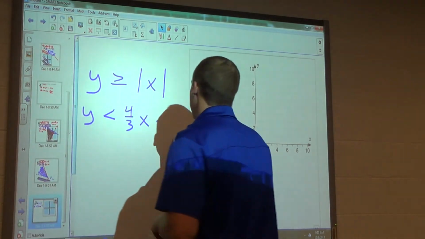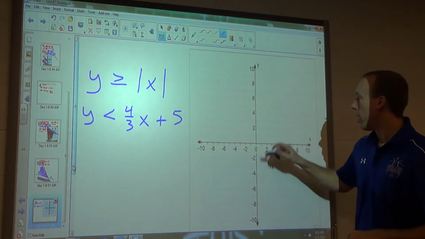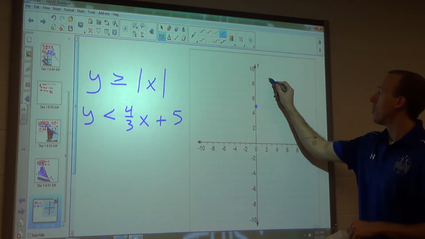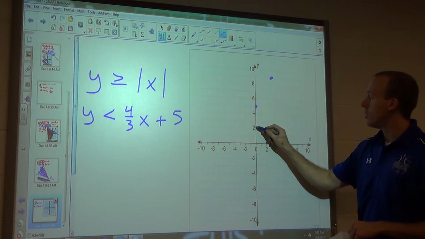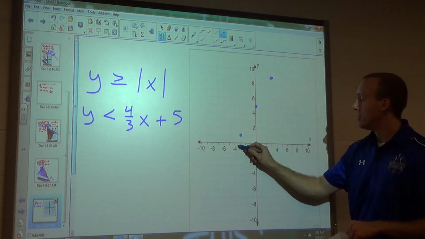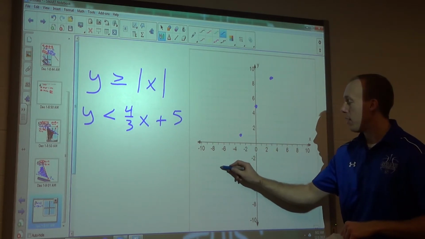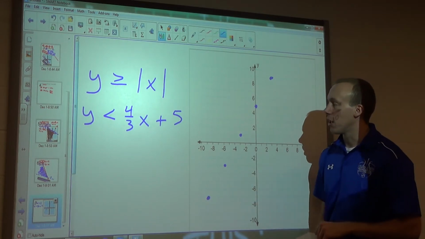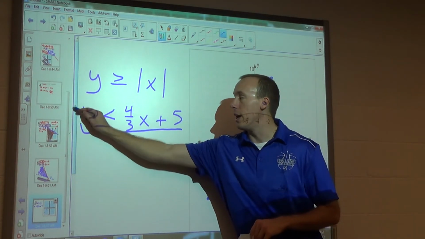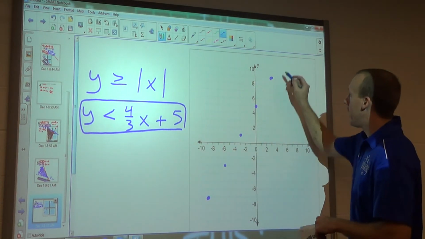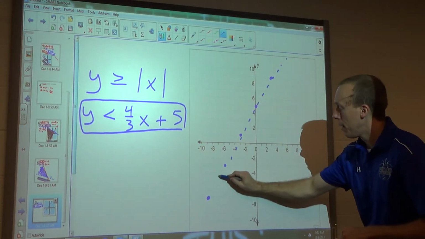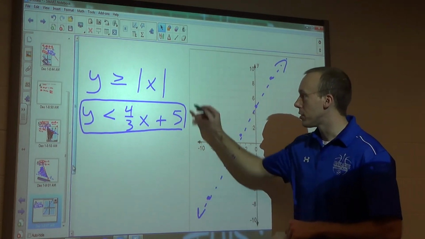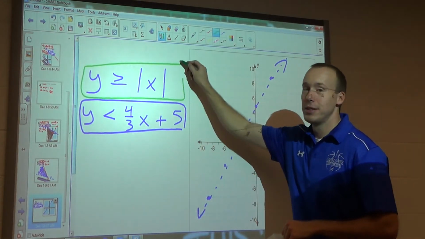Alright, so if I'm gonna graph this first one, y-intercept of 5, up 1, 2, 3, 4 over 1, 2, 3, or down 1, 2, 3, 4, back 3. Solid line or dotted line on this linear equation here? Dotted. Dotted, yep, so dotted.